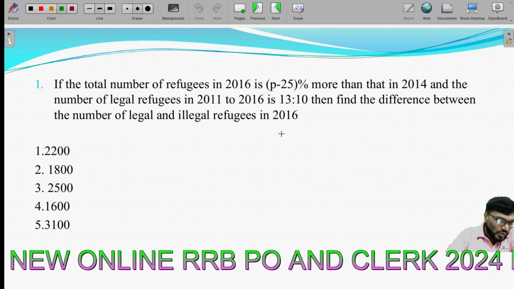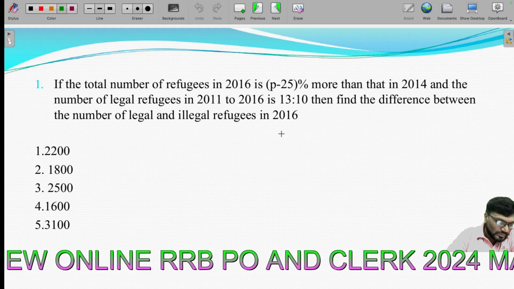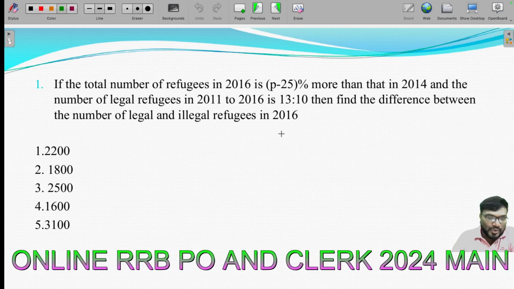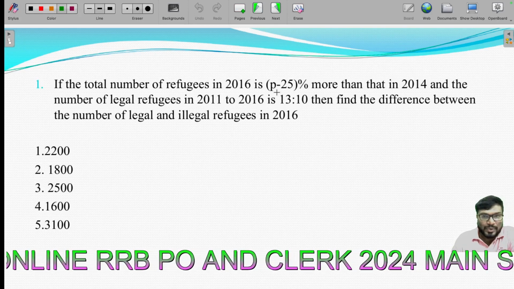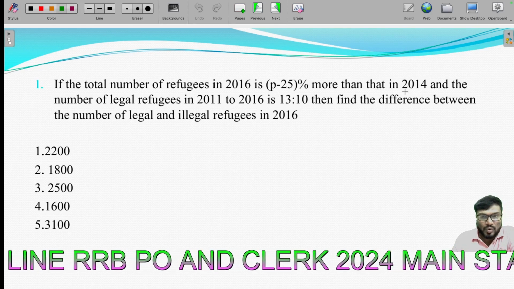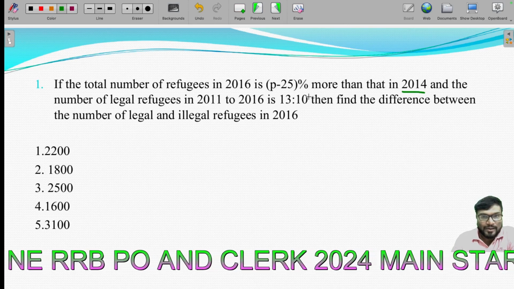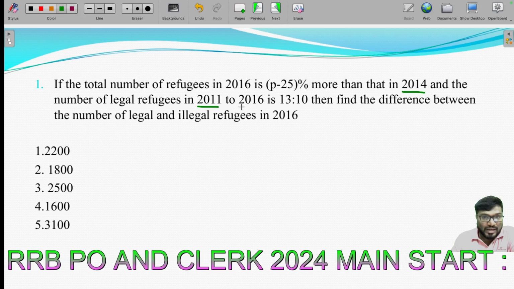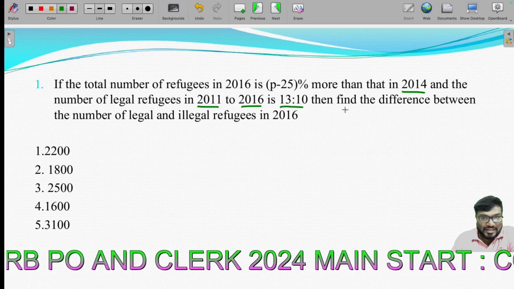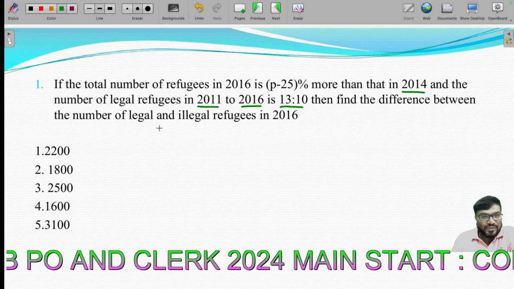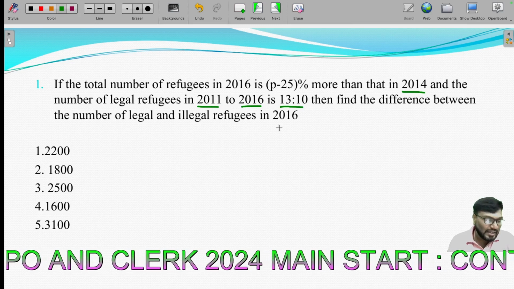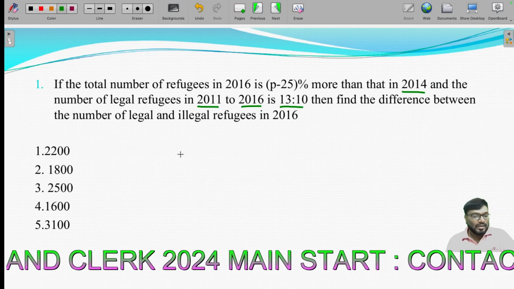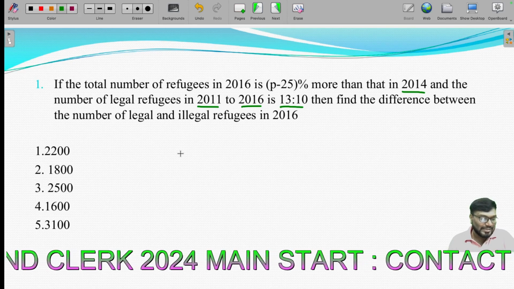See here, what they are talking about. The question is, if the total number of refugees in 2016 is p minus 25 percentage more than that in 2014, and the ratio of the number of legal refugees in 2011 to 2016 is 13:10, then find the difference between the number of legal and illegal refugees in 2016. Very simple question. Let's solve this question easily.